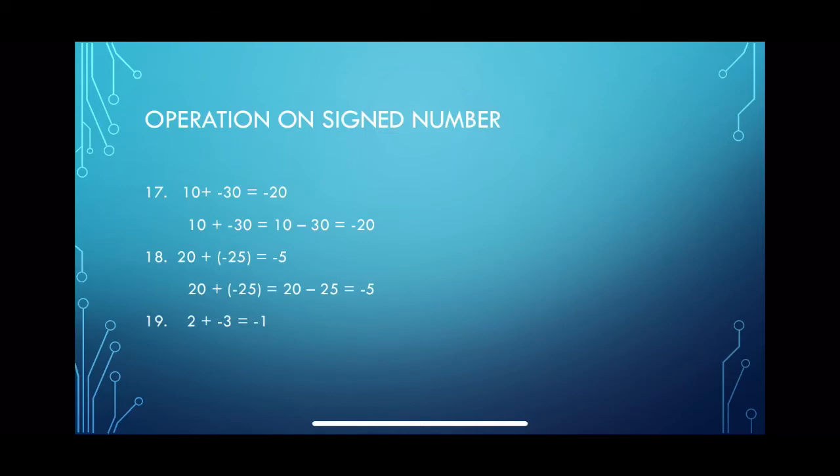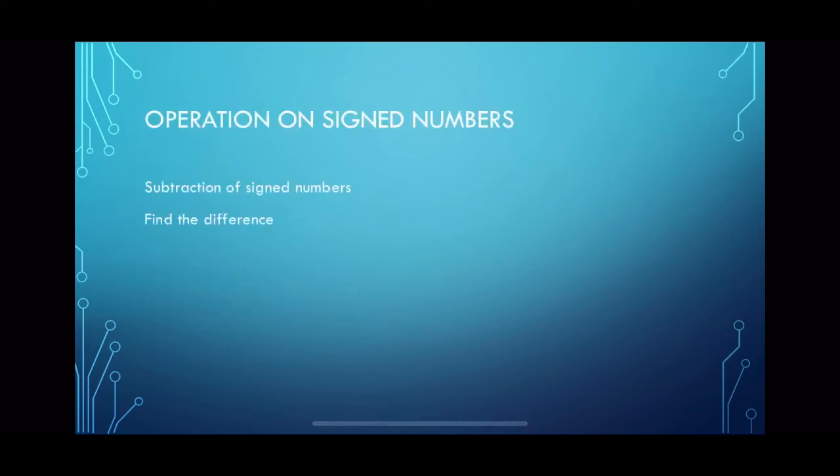For number 19, we have 2 plus negative 3 is equal to negative 1. It follows the sign of the bigger number, which is negative 3. So the answer is negative 1. For the alternate solution, we have 2 plus negative 3, which is also written as 2 minus 3, equal to negative 1.